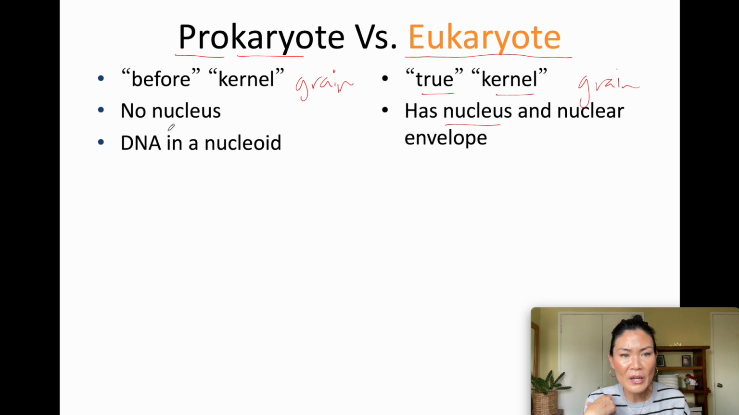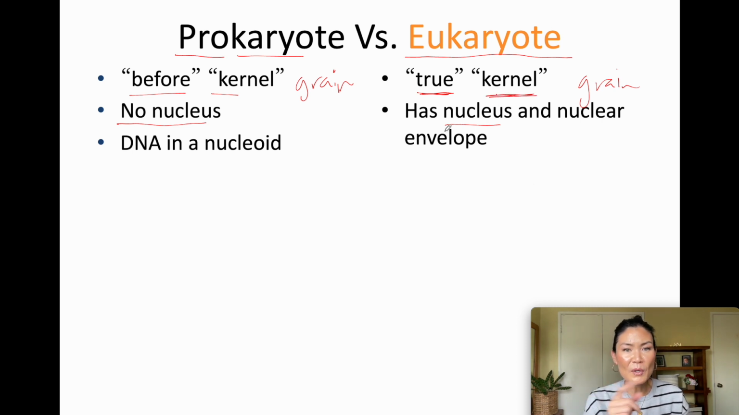Whereas a prokaryote has no nucleus. So when we say prokaryote, that means before a nucleus, before the nucleus came into being, before it evolved, okay? Whereas eukaryote, we have a true kernel, we have a true nucleus. You can see that grain, okay?